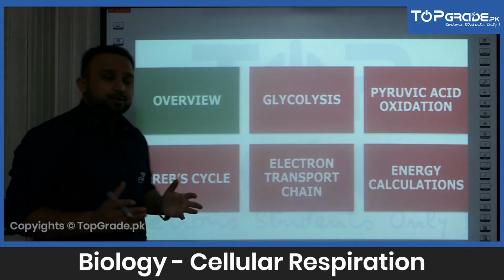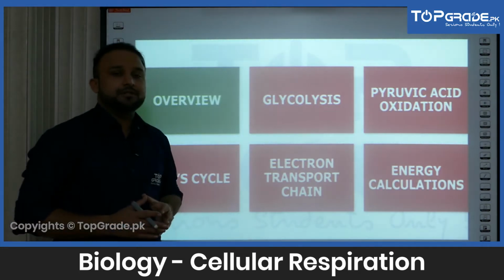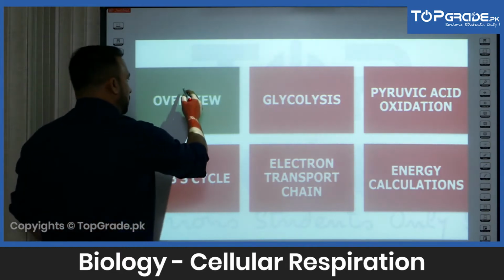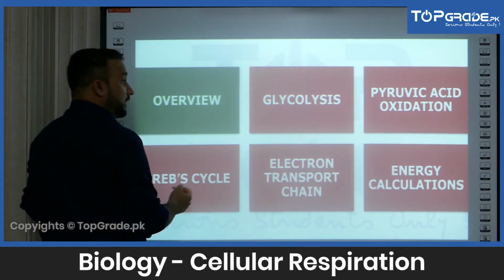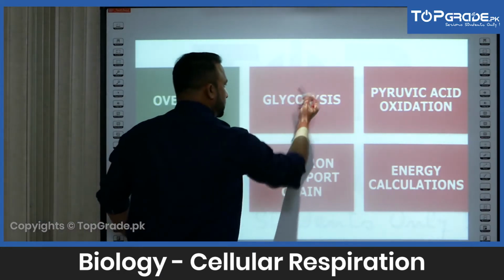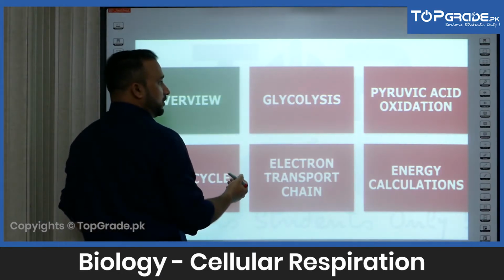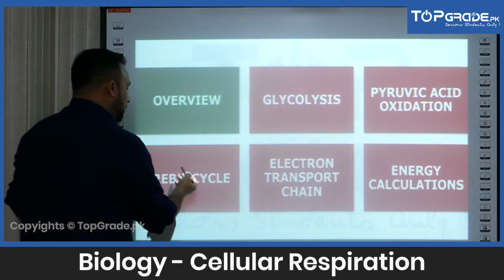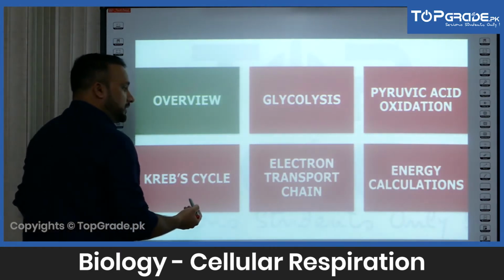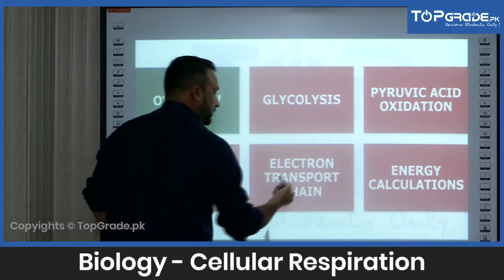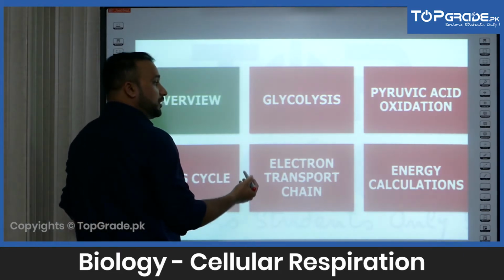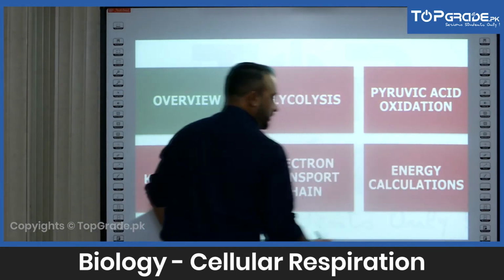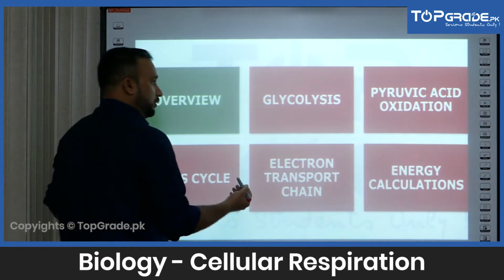First of all, I would like to give you the big picture of this particular subsection. In this subsection, first we will discuss the overview of cellular respiration, and secondly we will discuss glycolysis in detail, and after that we will talk about pyruvic acid oxidation, and then we'll talk about the Krebs cycle in detail. Afterwards we'll discuss the electron transport chain, and we will conclude our discussion with this subsection by discussing the energy calculations regarding cellular respiration.